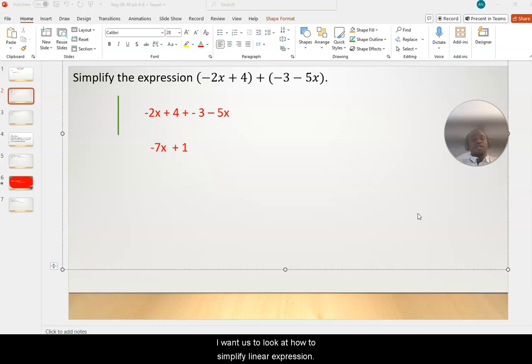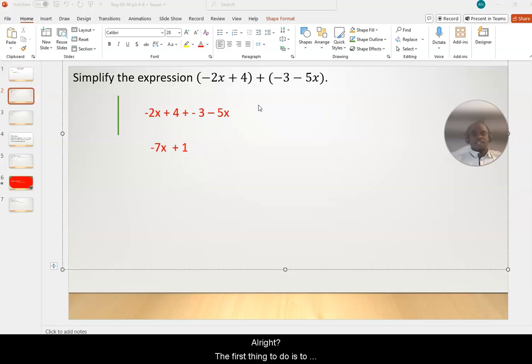Today I want us to look at how to simplify linear expressions. So I have a question here which I quickly want us to go through. If you have a question like this, negative 2x plus 4 plus bracket negative 3 minus 5x, and you are told to simplify it, it means you write it in a simple form.